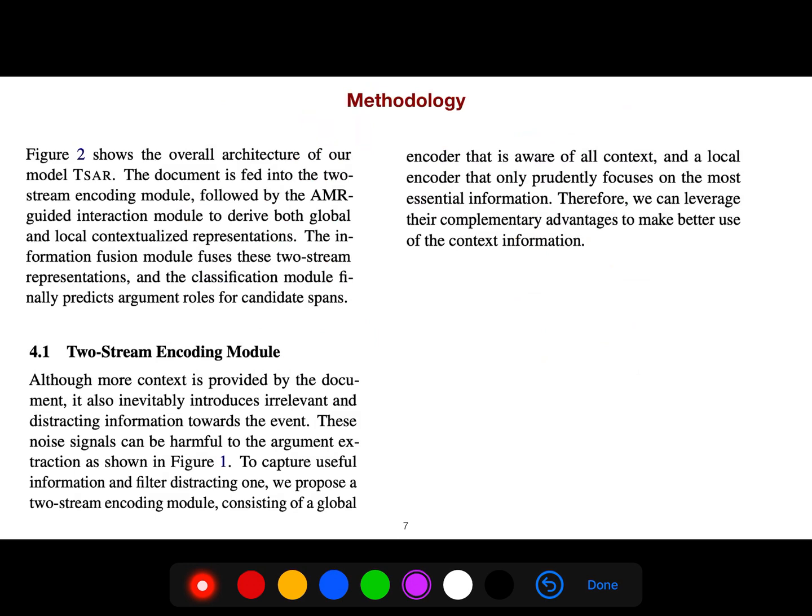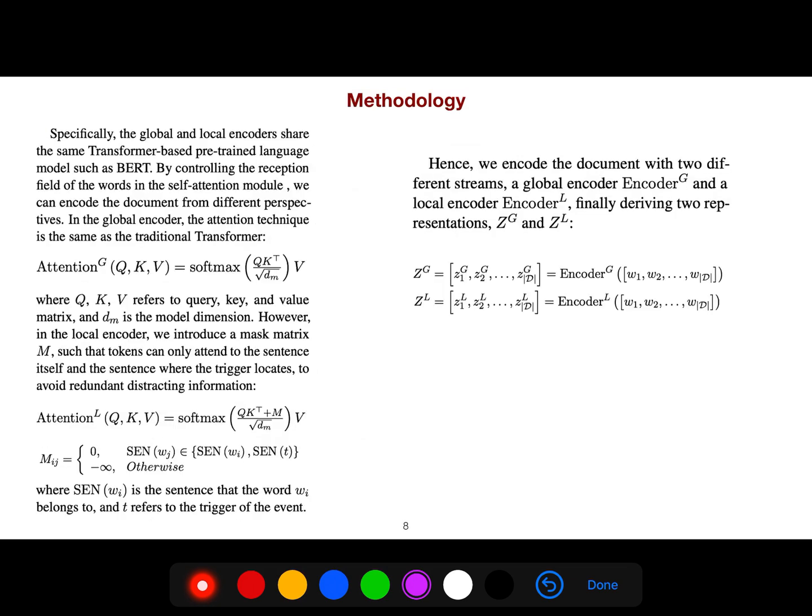That's why we are talking about two-stream encoding module, that although more context is provided by the document, it also inevitably introduces irrelevant and distracting information towards the event. These noise signals can be harmful to the argument extraction. To capture useful information and filter distracting one, we propose a two-stream encoding module consisting of a global encoder that is aware of all context and a local encoder that only prudently focuses on the most essential information. Therefore, we can leverage their complementary advantages to make better use of context information.